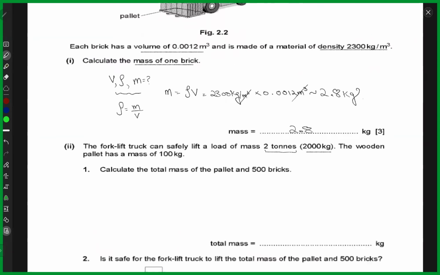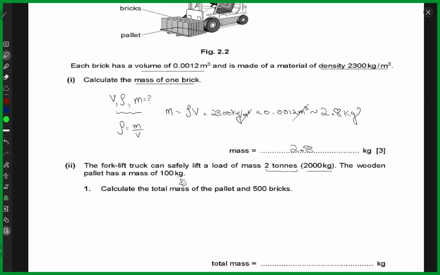Now, the wooden pallet has a mass of 100 kilograms. So this pallet on which all of these bricks are placed, it's a rectangular pallet. On this, you can put all the bricks. So the mass of this itself is 100 kilograms. And they're saying calculate the total mass of the pallet and 500 bricks, where each brick has a mass of 2.8 kilograms. So how do I compute, first of all, the mass of 500 bricks?